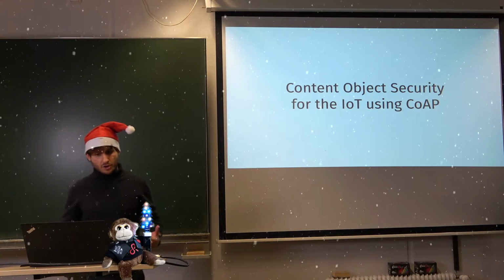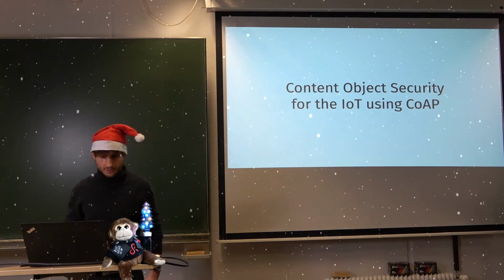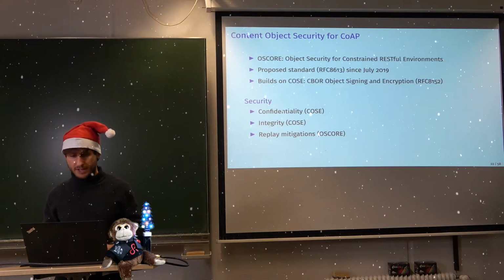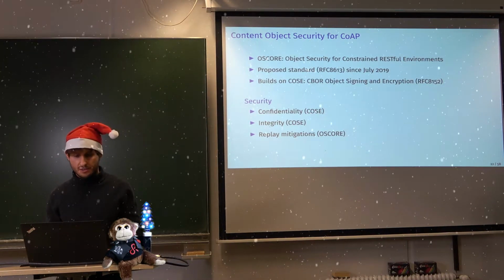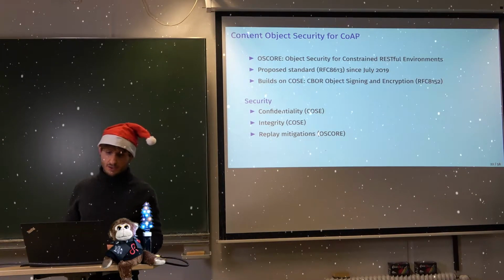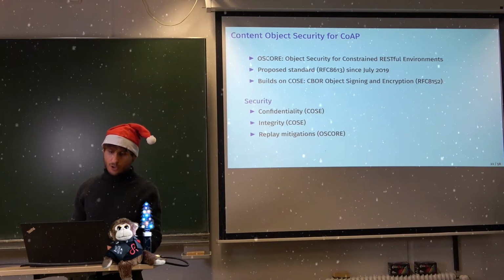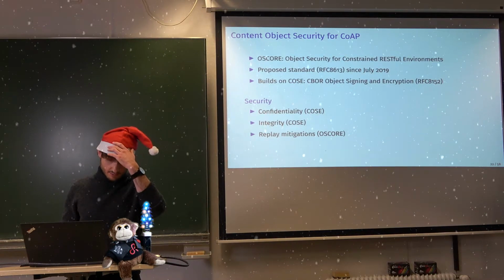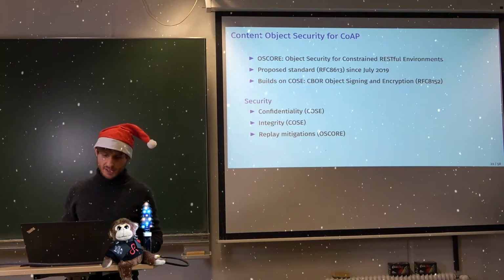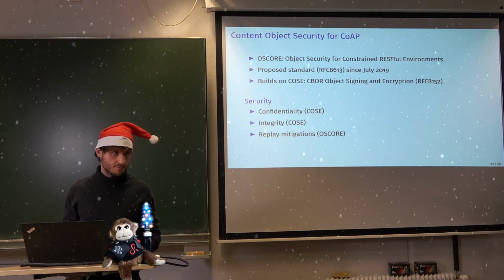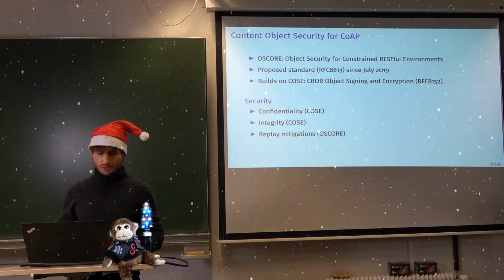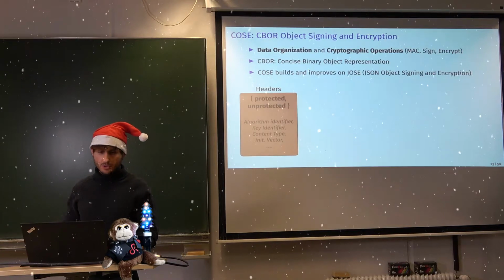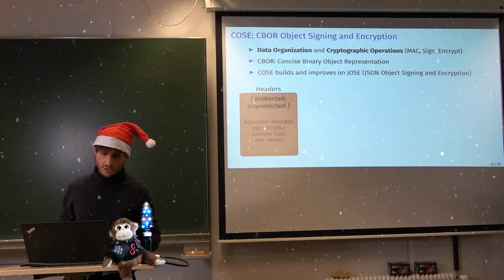So now let's look at content object security for IoT using CoAP. OSCORE is Object Security for Constrained RESTful Environments. It's a proposed standard since July 2019, and it builds on COSE, which is CBOR Object Signing and Encryption. OSCORE provides the security properties confidentiality and integrity, which it inherits from COSE, and it also adds replay mitigations for CoAP messages. So let's first look at COSE very quickly, because I talked about COSE so much.